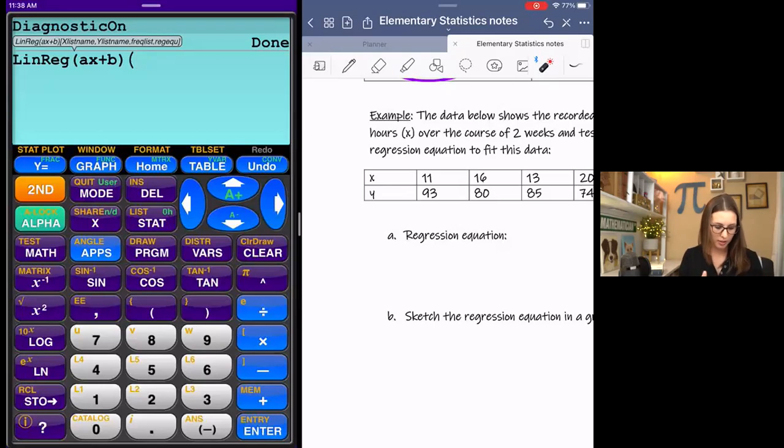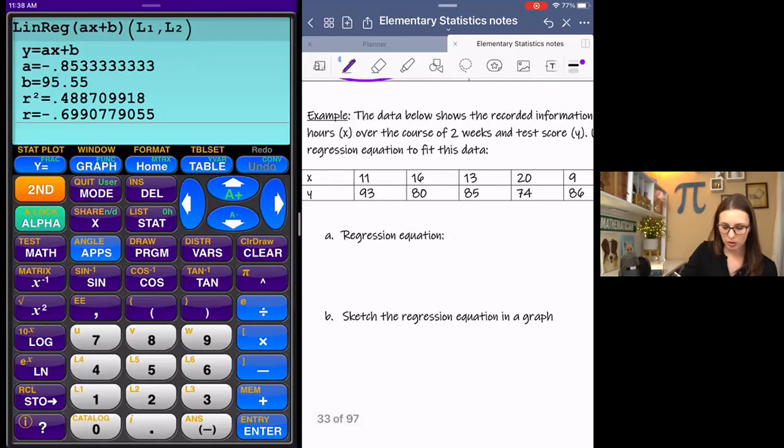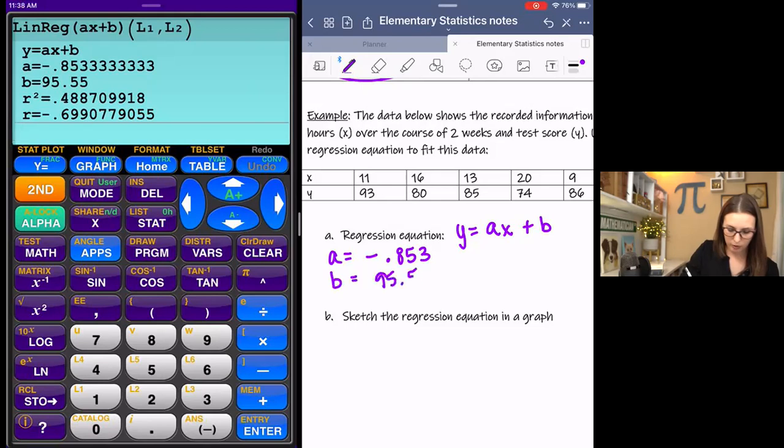My X list is L1, so I'm going to do second 1. My Y list is L2. That should be enough information, I believe. Yeah. And then I've got all this information on the screen. So the top line says Y equals AX plus B. And then it says that my A value is negative 0.853 repeated, and my B value is 95.55.